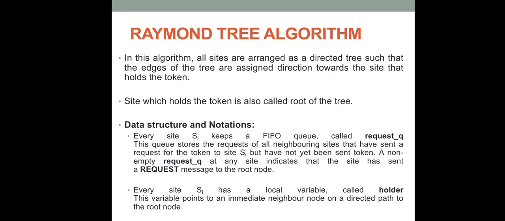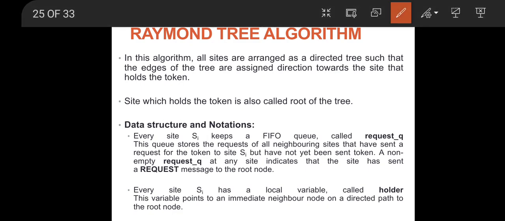So what I am trying to say is that every site will have a holder variable, and that will be giving the direction. That variable is going to contain the id of the next site, which is towards the site which is currently having the token. And that site which is currently having the token, for this logical tree, will be the root node.